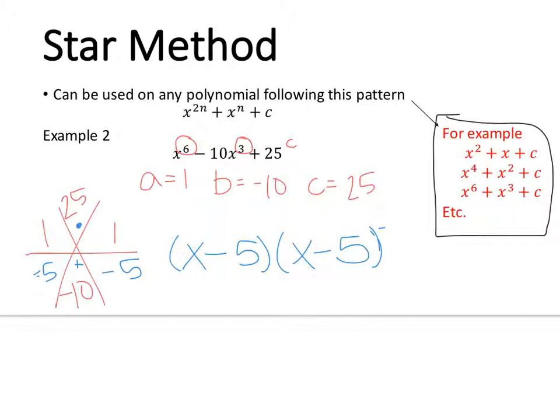But if we notice, I started out with x to the sixth. So in order to have x to the sixth at the end, I'm going to have x to the third minus 5 and x to the third minus 5. So again, you're going to take half of the exponent you started with, and that's going to go in each of your factors. So if I were to multiply this back through, it would end up with x to the sixth minus 10x to the third plus 25. So that's factoring a polynomial using the star method.